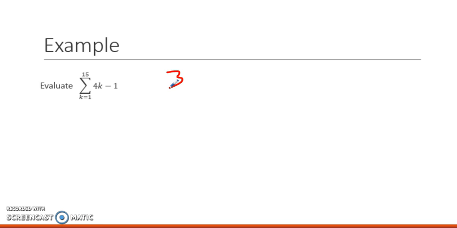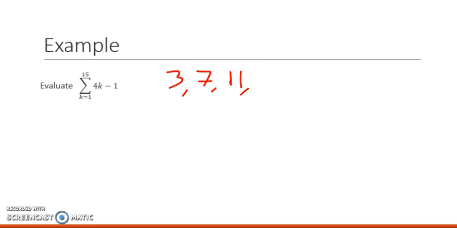Then I would go on to the next term in the sequence. I'd be plugging in k equals 2. Well, 4 times 2 minus 1 is going to equal 7. And then the next term would be k equals 3. 4 times 3 is 12, minus 1 is 11. So at this point, you can probably see which type of sequence we have. As I plug in more and more numbers, it seems to keep adding 4. So this must be an arithmetic sequence.